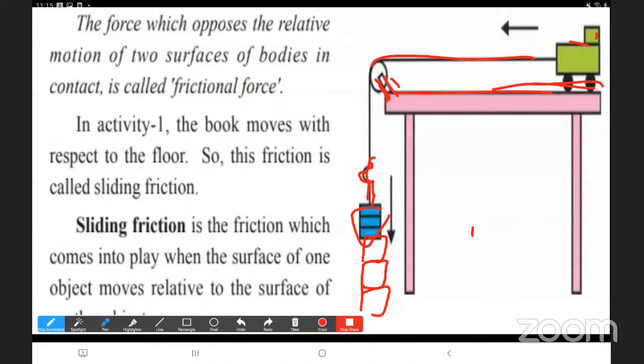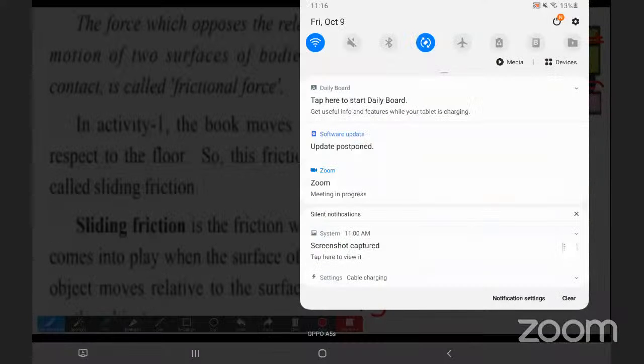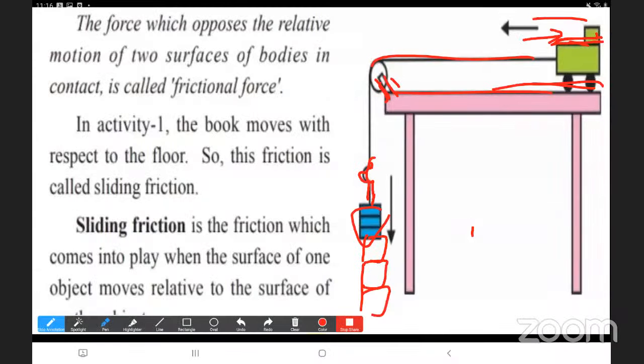So the surface of the trolley tries to keep the block at rest with respect to its surface. So here we observe that the force of friction by the surface of the trolley acting on the block and the force applied by the block on the trolley act in opposite directions. So here the force which opposes the relative motion of two surfaces of bodies which are in contact is called frictional force.